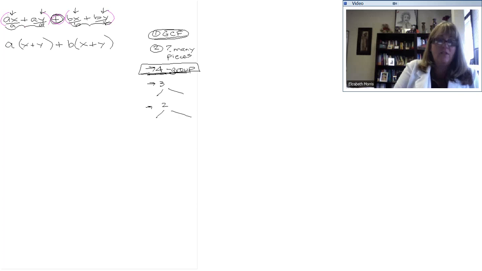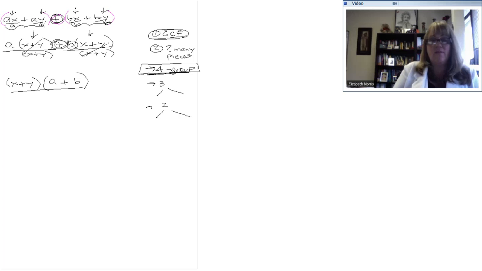Now look at it. Do they have something in common? Remember, they're still being added. Do they have something in common? Yes, they do. They both have an X plus Y. Now, if I divide out the X plus Y, what am I left with? A plus B. And now I factored it. I turned something that was being added and or subtracted into something that is separated by multiplication. It's factored. All right, let's try another one. These are difficult, so let's try another one.